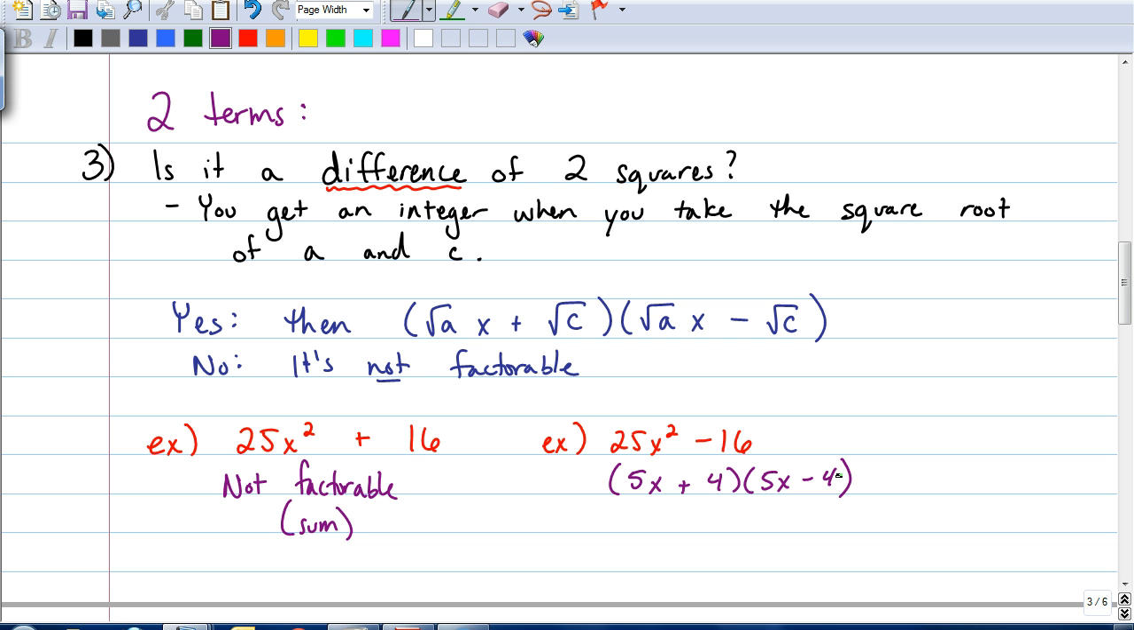So remember, these are always going to be conjugates of each other. And again, the order does not matter. You could have 5x minus 4 times 5x plus 4 if you wanted to.